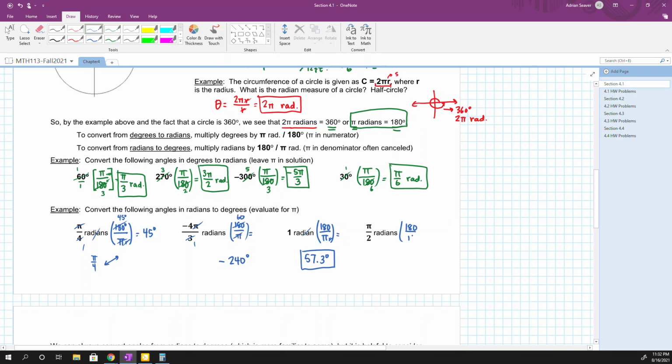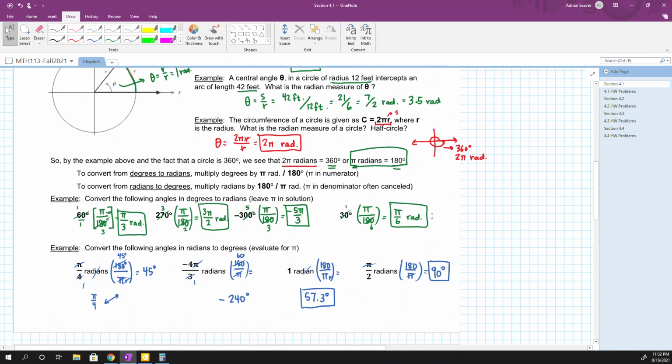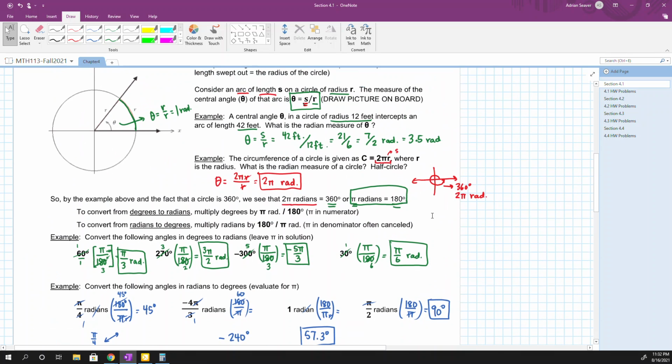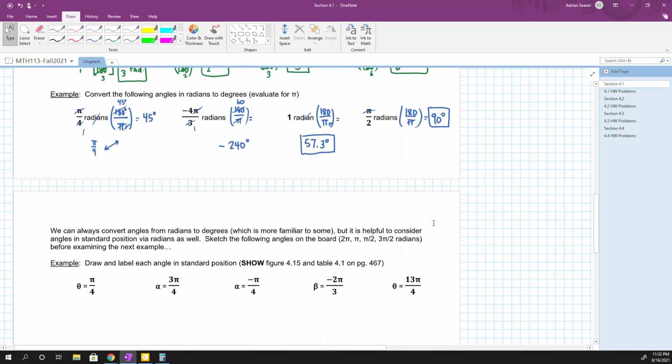And then finally, pi over 2, again, 180 over pi to get to degrees. So the pi terms would cancel. 2 goes into 180, 90 times. So you would have 90 degrees. Now, again, I went through those fairly quickly. I did want to get on to some other stuff here, but that's how you're going to convert between radians and degrees. You'll see this on quizzes and other assignments now and probably later on in the semester.